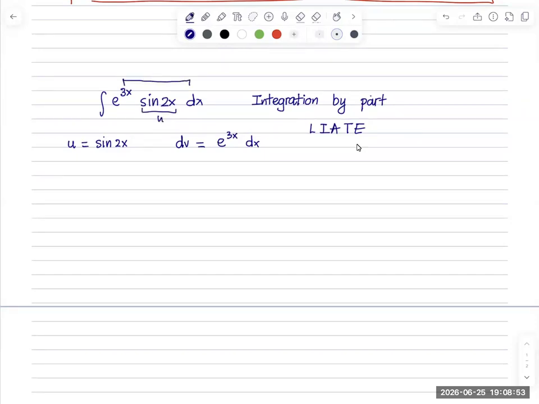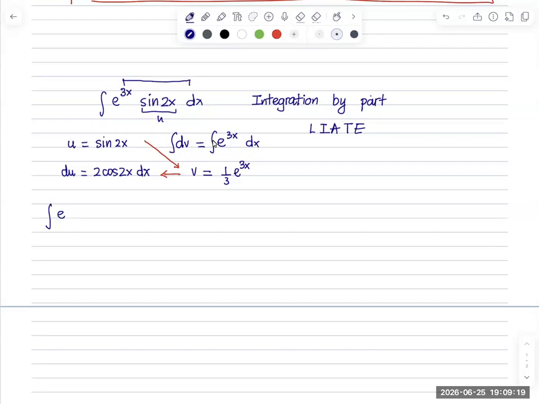All right, so now for the u one, it means you're gonna take the derivative. I will have du equal to 2 cosine 2x dx. And my v is where I'm gonna take the integral of both sides. So v is gonna be 1/3 e^3x. And then we're gonna do uv minus the integral of v du.